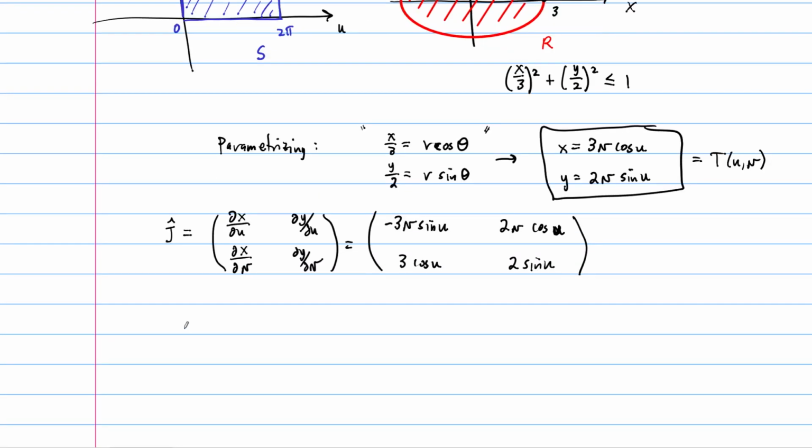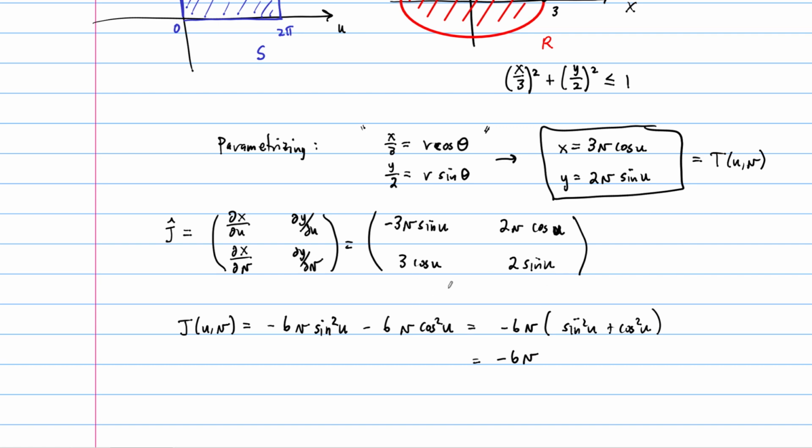All right, and then our Jacobian is the determinant of this. So the determinant is going to be minus 6v sine squared u, minus 6v cosine squared u. This becomes minus 6v times sine squared u plus cosine squared u. And so this is just minus 6v times 1.